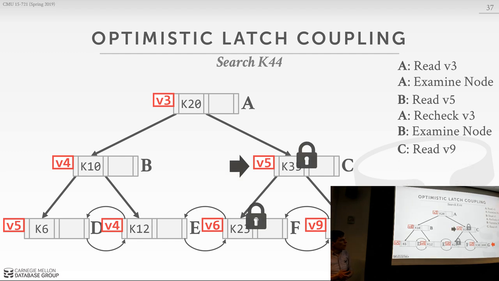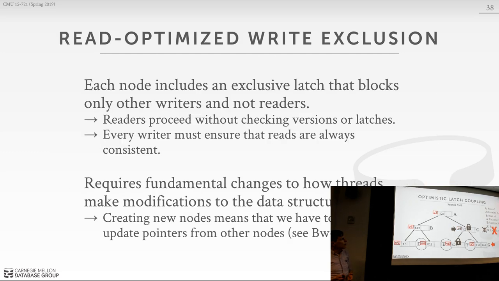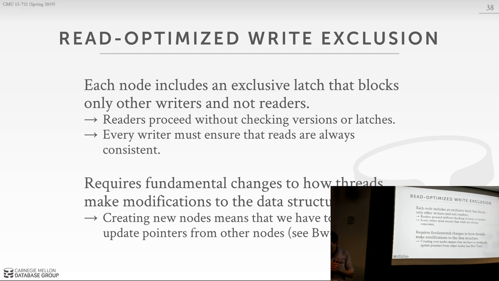Okay, so real quickly, the way to think about read-optimized write-exclusion is basically like shadow paging or MVCC, where the reader threads just read whatever node they find. The writer threads will always create new snapshots, create new nodes, and that way they don't block the readers. Readers never get blocked, they never get aborted, they can always read consistent snapshots, which would solve the problem that he was asking about.